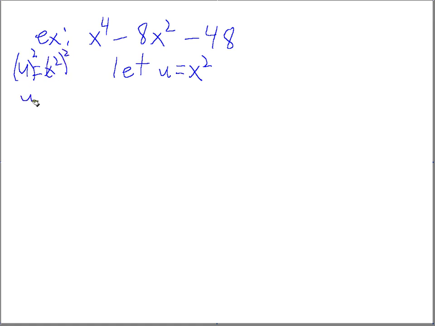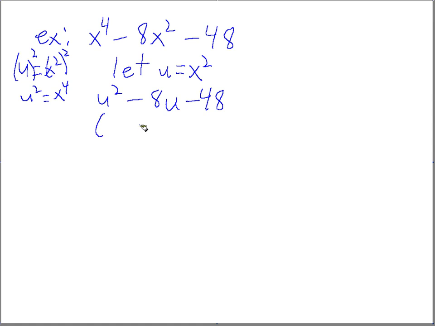Square both sides, you get u squared is going to be x to the fourth. So x to the fourth can be rewritten in terms of u as u squared. So this polynomial becomes u squared minus 8x squared, but x squared is what? u. So u squared minus 8u minus 48. Can we see that? And then we can factor that. Now it's a standard polynomial we factored in the past.